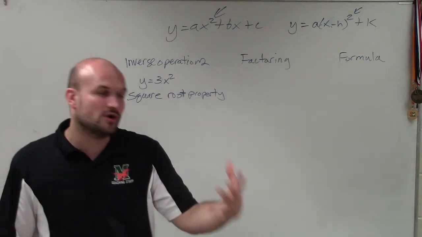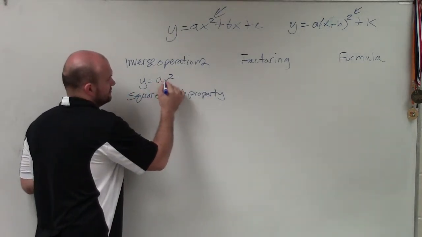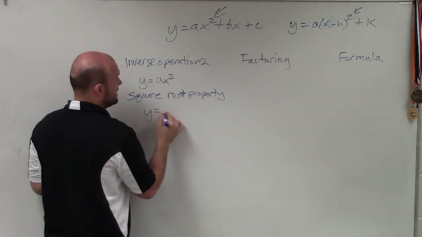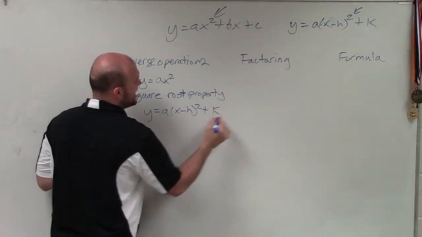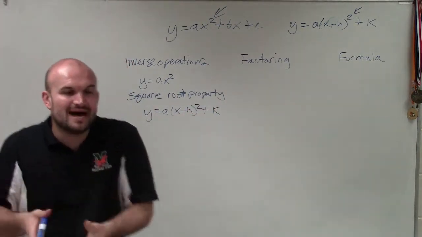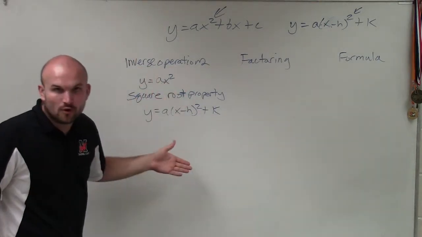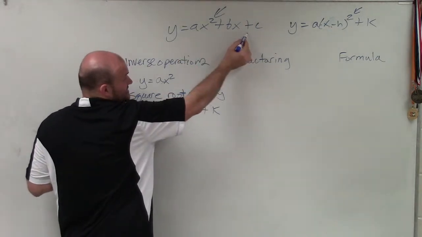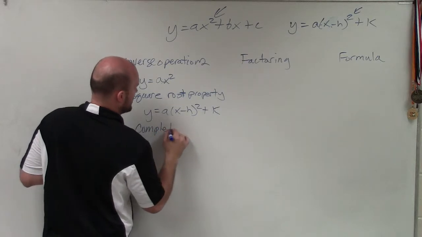But that only works when we have a quadratic, for instance, that is either in this format or in y equals a times x minus h squared plus k format. So we can only apply the square root property when it is in these two formats. And we could also get any quadratic, like in standard form, to vertex form by completing the square.